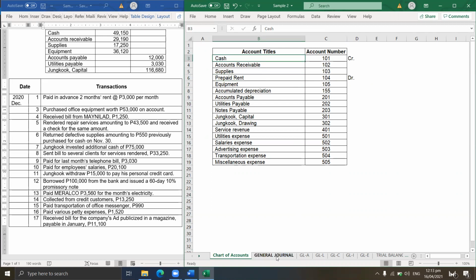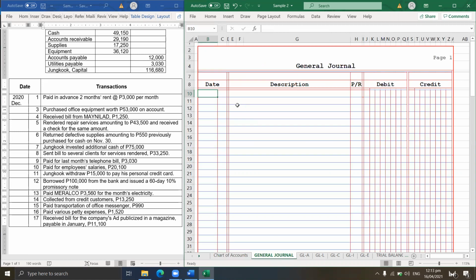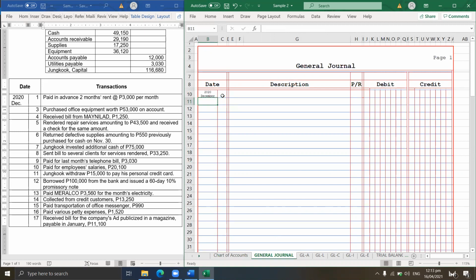Okay, so let's proceed with the general journal. You need to write your 2020, then December. If it doesn't fit, don't complete the month. Since that is the first transaction, that's December 1.